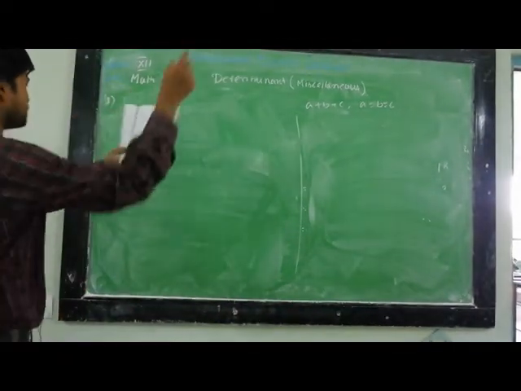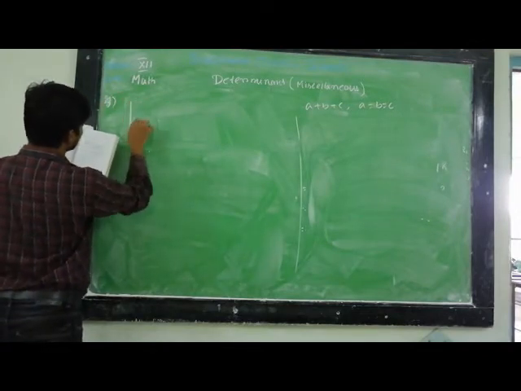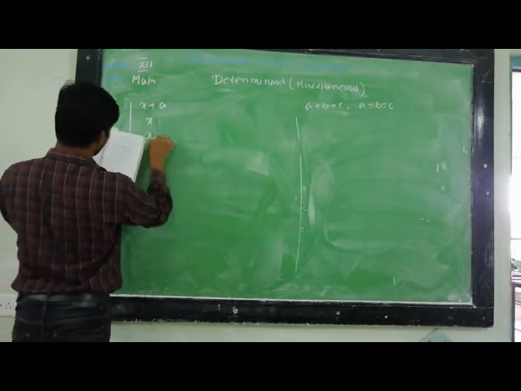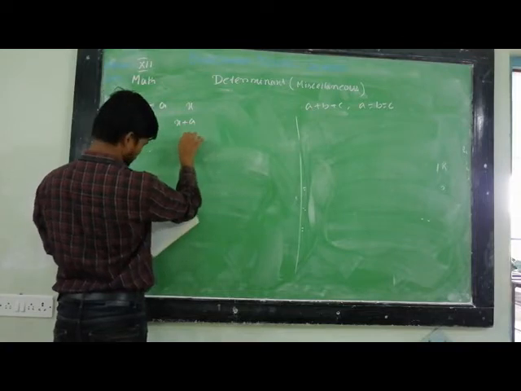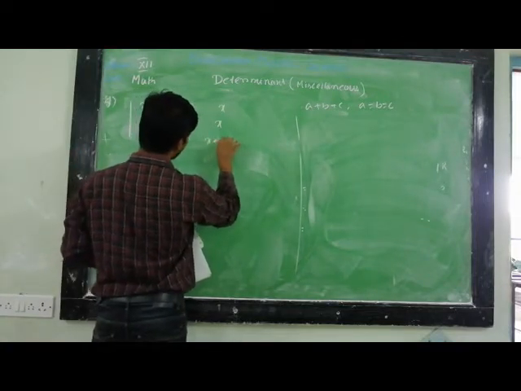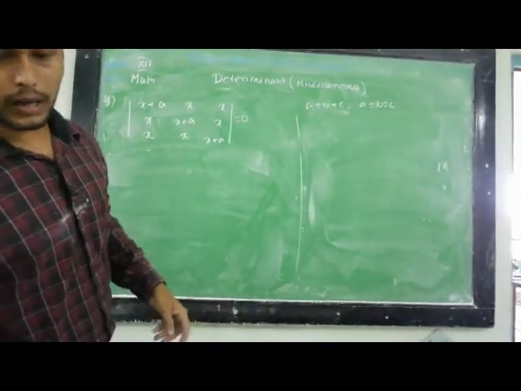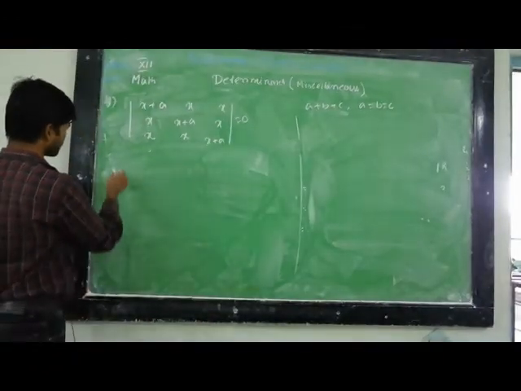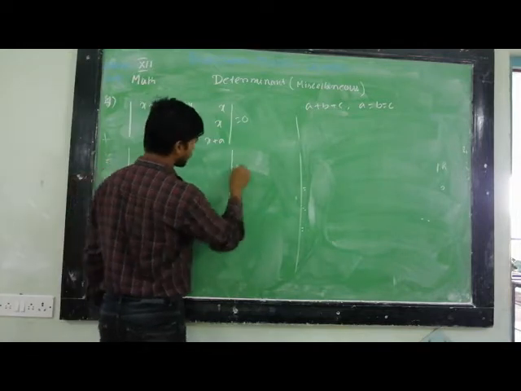Solve the equation. Question number 5. Solve the equation: the determinant with rows (x plus a, x, x), (x, x plus a, x), (x, x, x plus a) equal to 0. From here we have to solve the equation, which means we have to calculate the value of x.